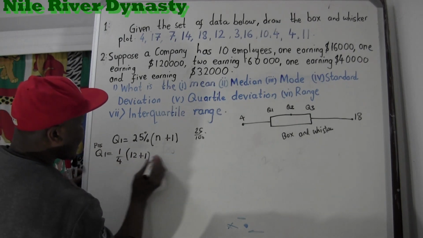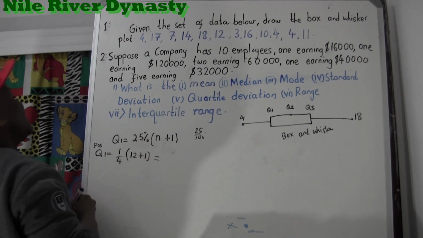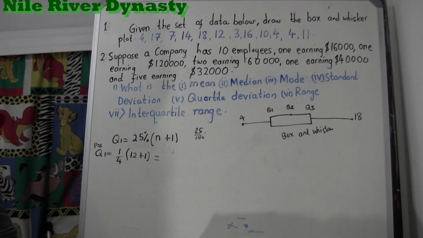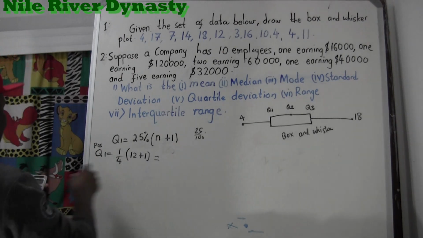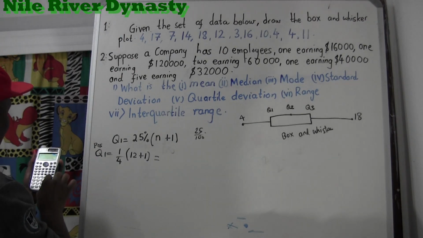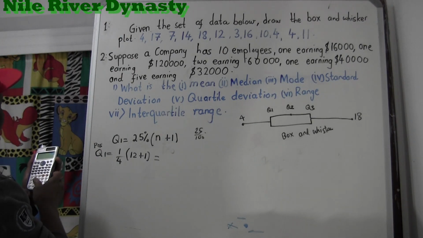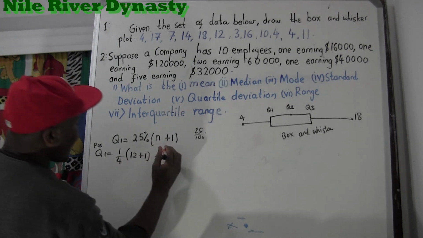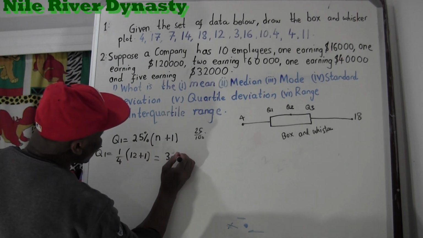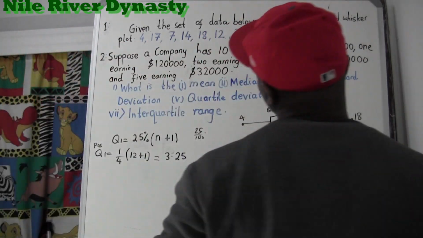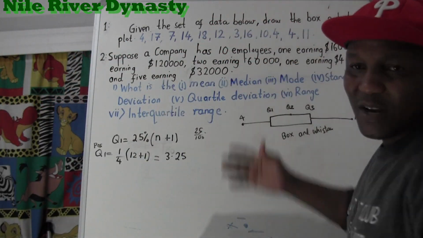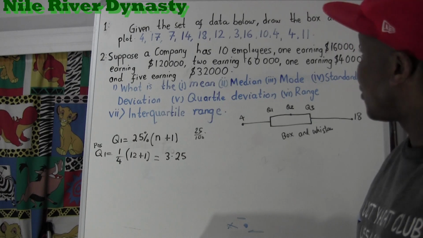Now this is going to be 13 divided by 4. I think it's going to be 3 point something. Let me take my calculator to make sure. 13 divided by 4 is 3.25. So quartile 1 is at the position of 3.25. Now, before you start anything, make sure you rearrange all your data in order.